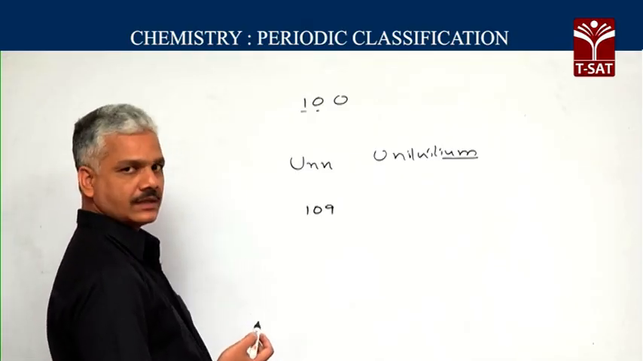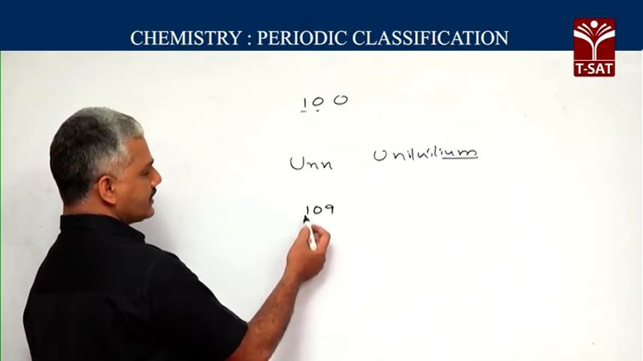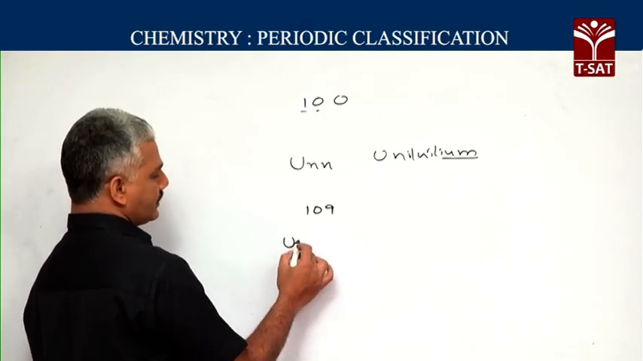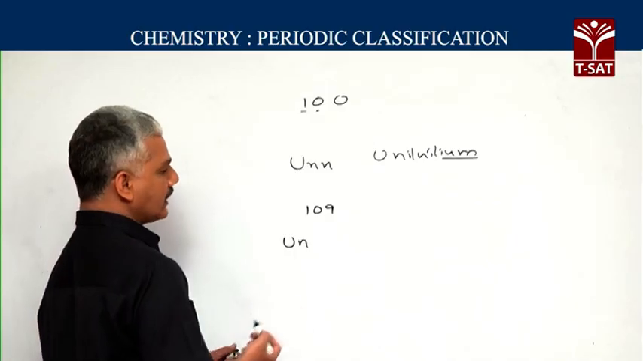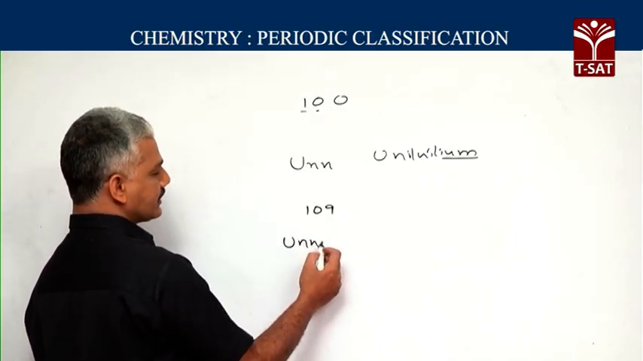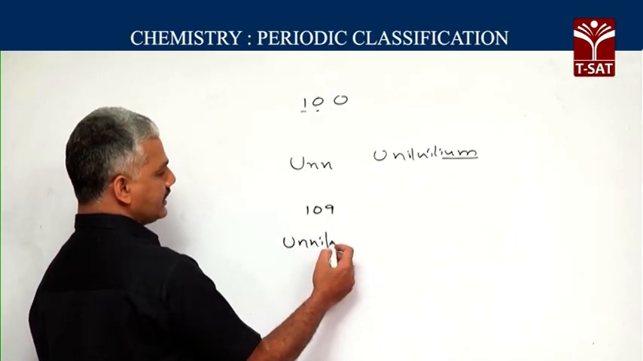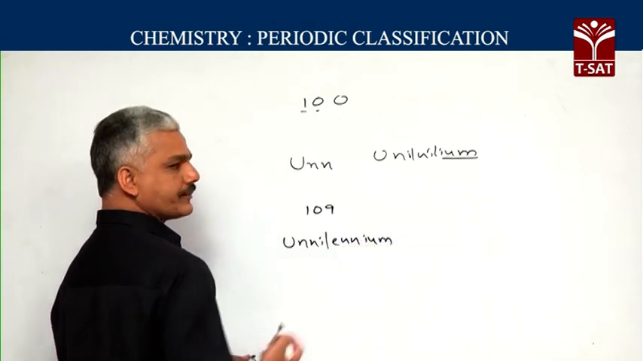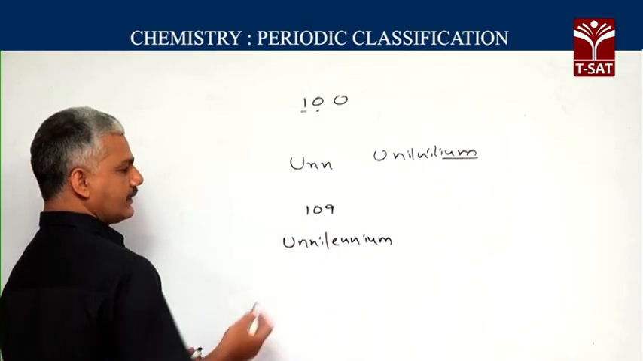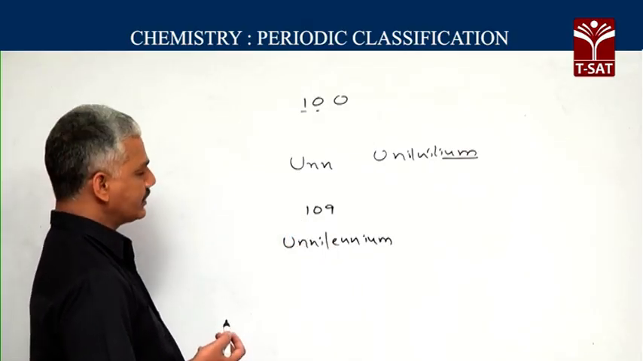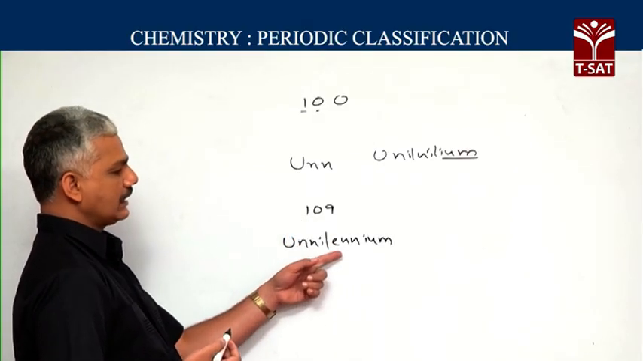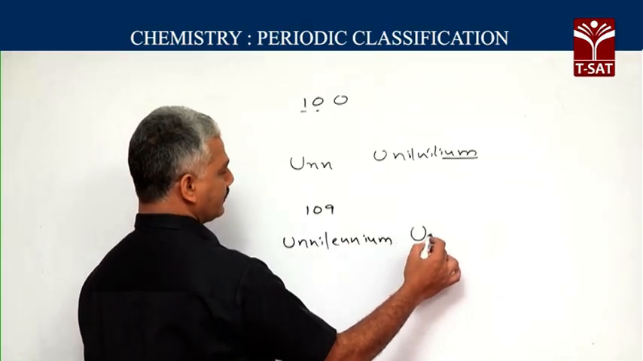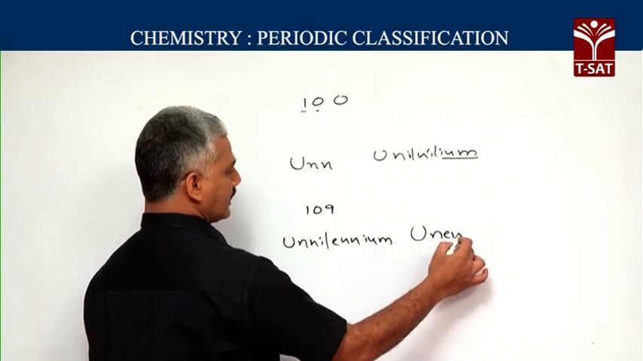Suppose an element's atomic number is 109. What should be its IUPAC name? As the number begins with 1, we should begin with un. 0 means nil, 9 means enn, and then ium. So, the element with atomic number 109 should be called unnilennium. Symbol is capital U, small n, small e.